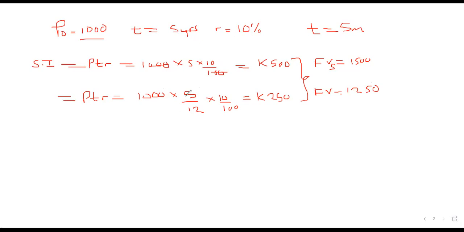Of course, when you compute this properly, it's not actually 250 here. I'm not using my calculator, but you're going to have 5 over 12 times 1,000 times 0.10. It's actually 41.67. So this one will give us a future value of what? 1041.67. So this is how the procedure is.